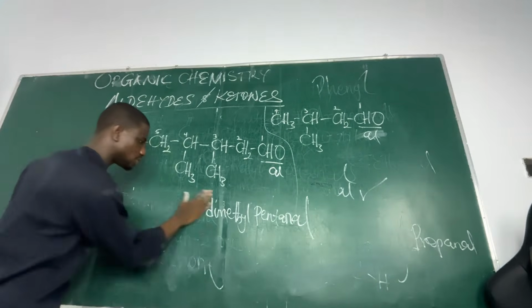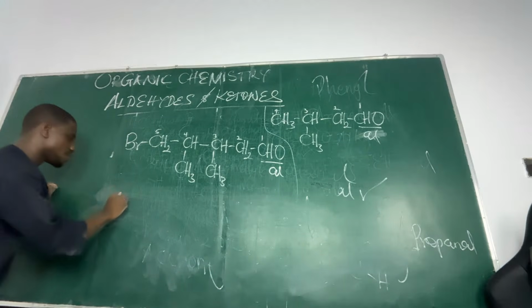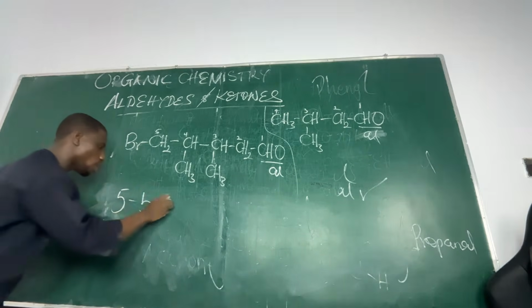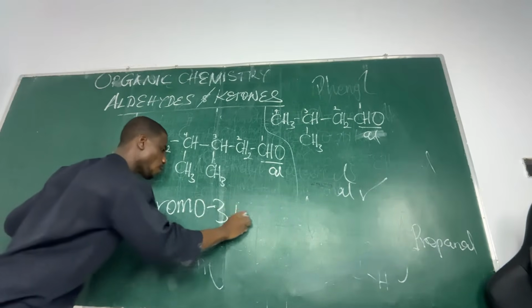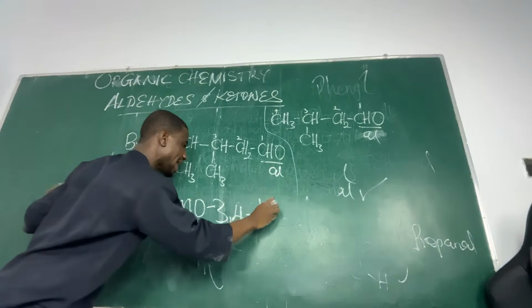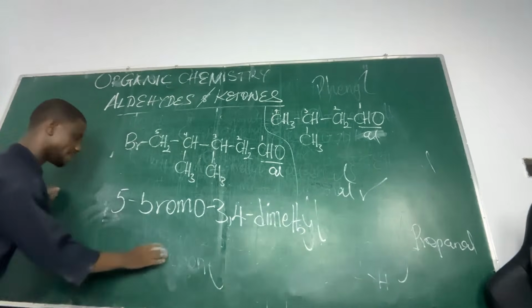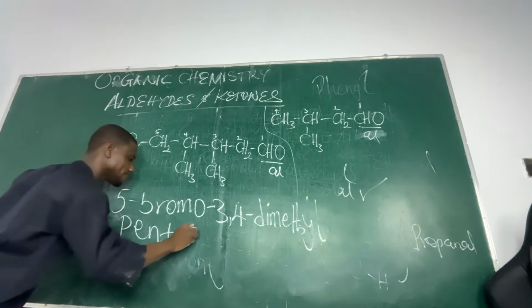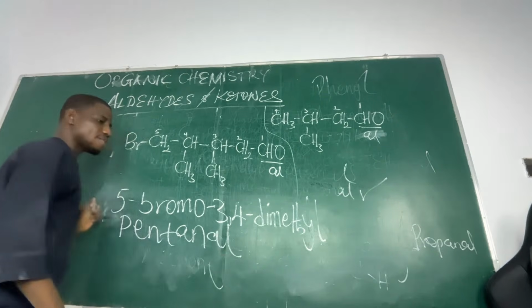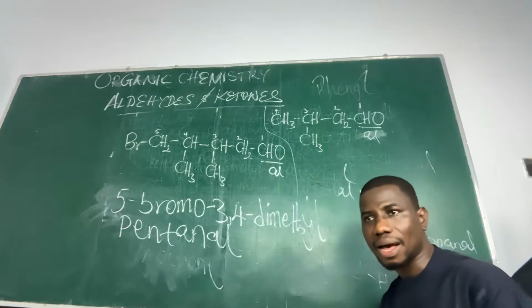Let me make it more legible. So this is 5-bromo, 3,4-dimethyl, pentanal.